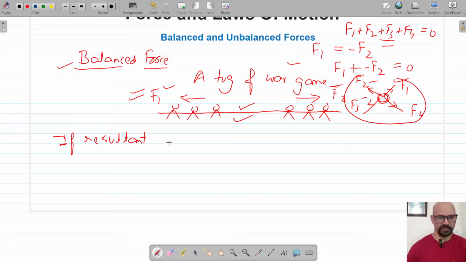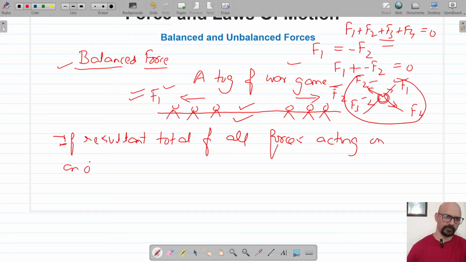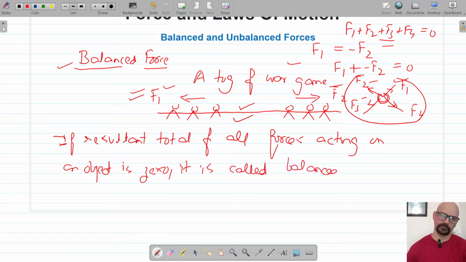So we can say that if the resultant total of all forces acting on an object is zero, then this force we call the balanced force. So this is a balanced force. An example of this is the tug of war game.